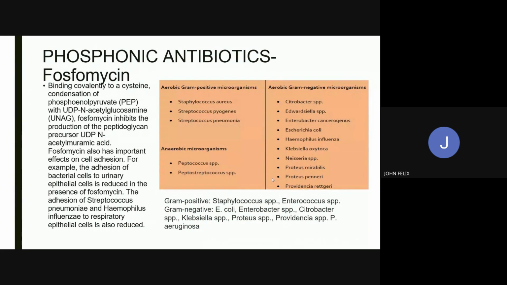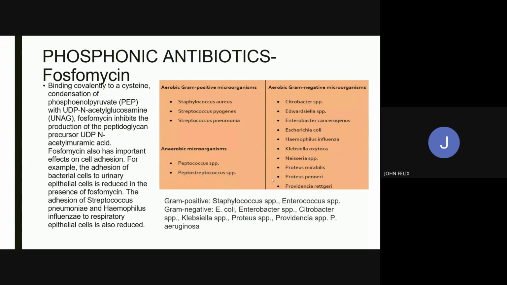Next, we have phosphonic antibiotics. So you can remember it like this, phospho: phosphomycin. Phosphonic antibiotics have a similar mechanism of action to penicillin. The only difference is the binding site here. It binds covalently to the cysteine of the enzyme that catalyzes the condensation of phosphoenolpyruvate, and then it prevents the production of peptidoglycan.